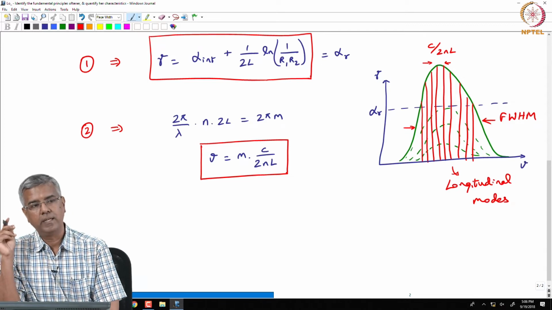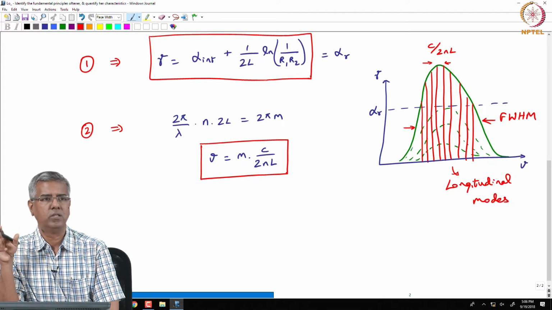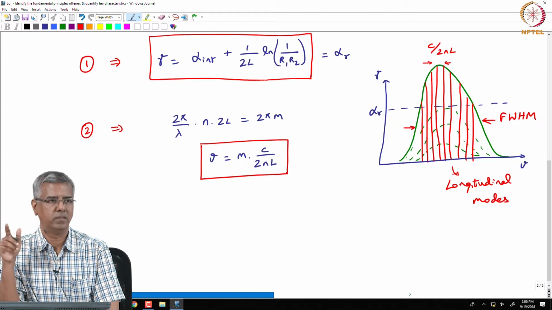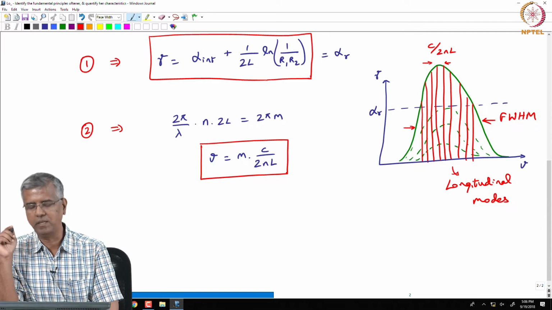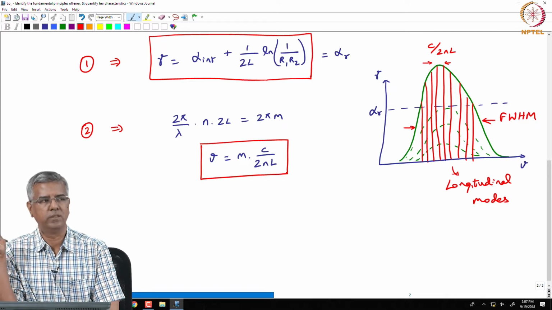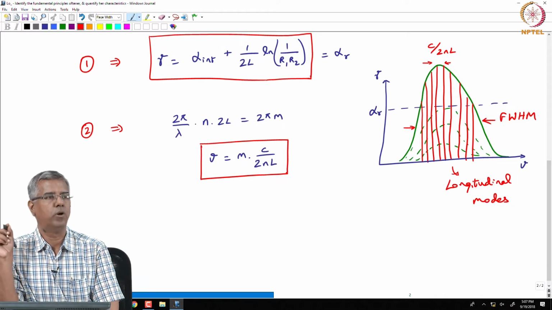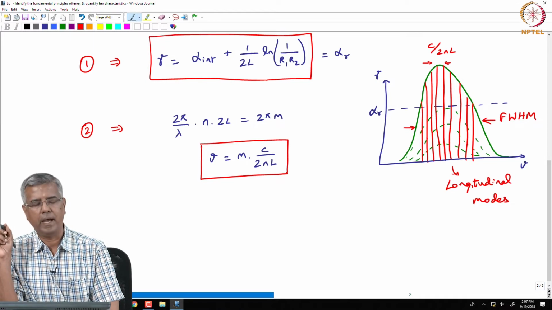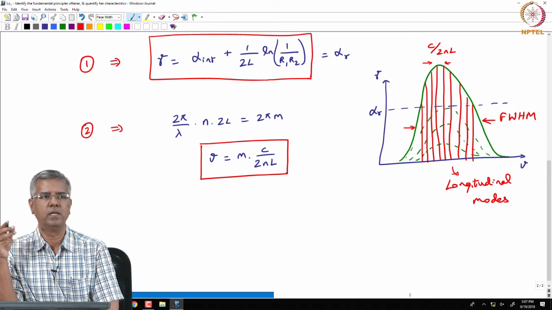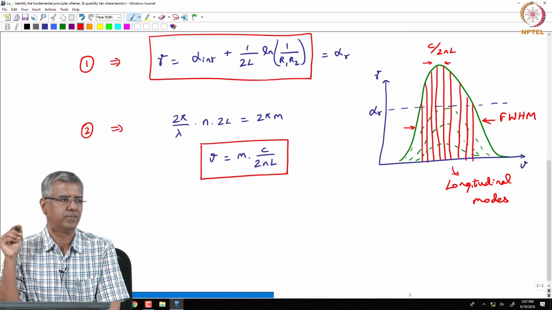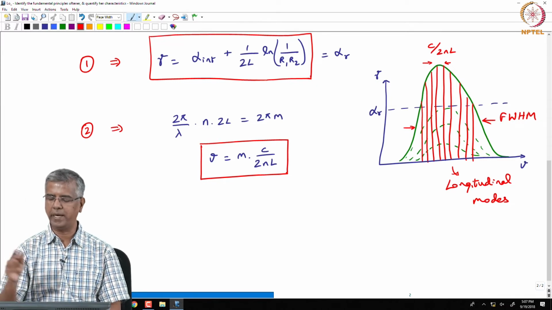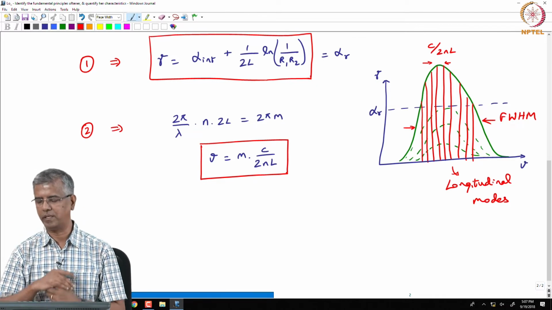Now, of course, under some very special conditions, you can have only one mode oscillating within the cavity as well. We will come back and look at that special case later on, but if there is only one longitudinal mode operating in the laser, that will correspond to a very narrow line width, and those would be called a single longitudinal mode laser. But how we get that are details that we can come back to later on.